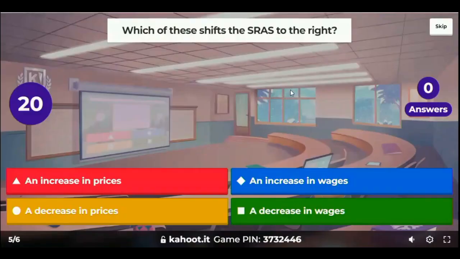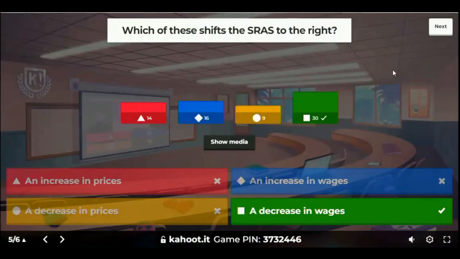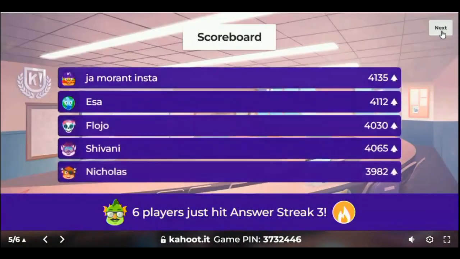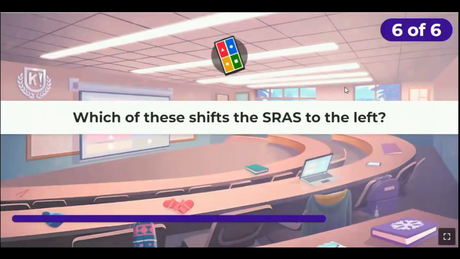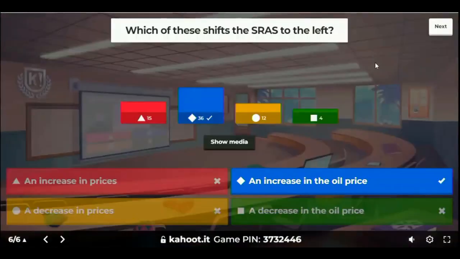Which of these shifts the short-run aggregate supply to the right? And of course the answer is a decrease in wages, which encourages production. And last of all, which of these shifts the short run aggregate supply to the left? And the answer is an increase in the oil price.